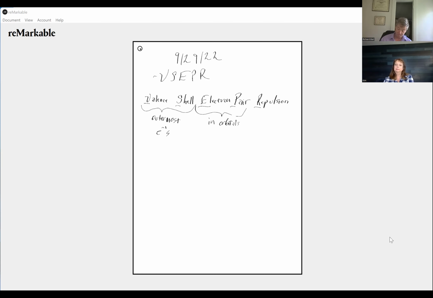as it usually is. So really, we're talking about electron pairs in orbitals in the valence shell.